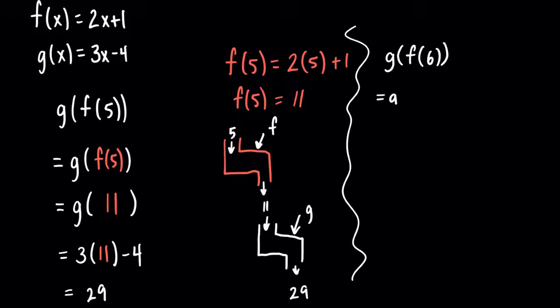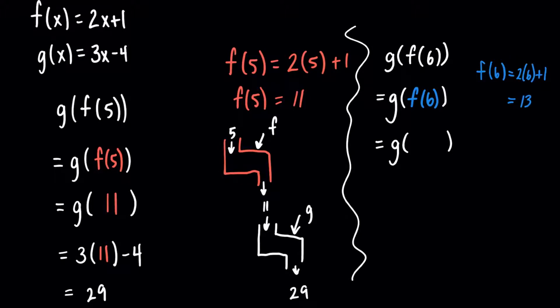So this is going to be G of, and then we're just going to leave F of 6 in here. I'll make it blue this time. F of 6. Think of F of 6 as its own thing. So we'll have G of, and then in blue here, I'm going to write the actual number. What is F of 6? F of 6 is going to be 2 times 6 plus 1, which is just 13. So F of 6 is 13.